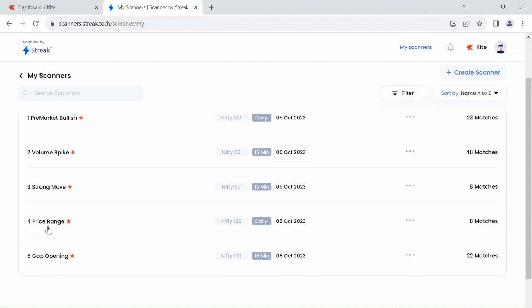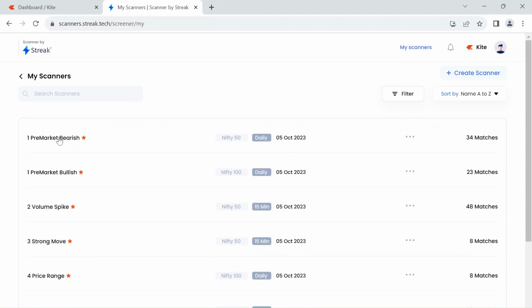Then the fourth one considers the price range of yesterday, and the fifth one considers gap up or gap down opening. So let's see them one by one. The first two are the same, but one is bearish and one is bullish.